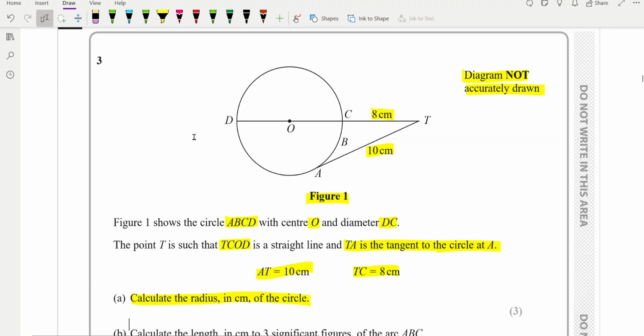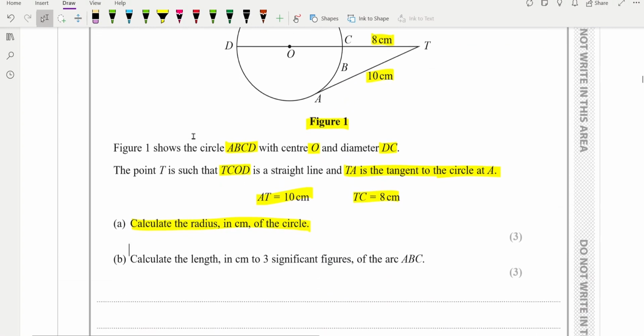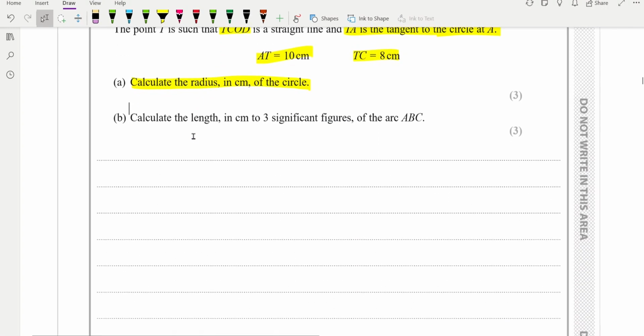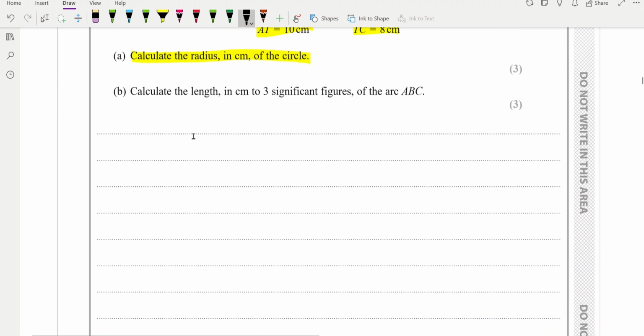Basically we have to calculate this. For the A part, this is a 3-mark question, a very important question, and a very well-known theorem is applied here, the secant tangent rule.